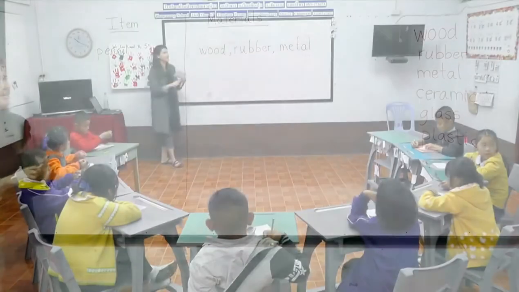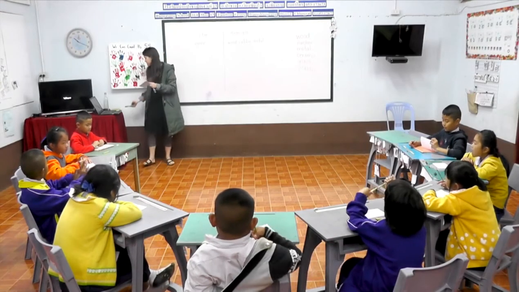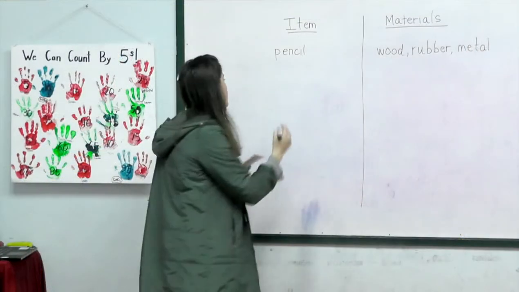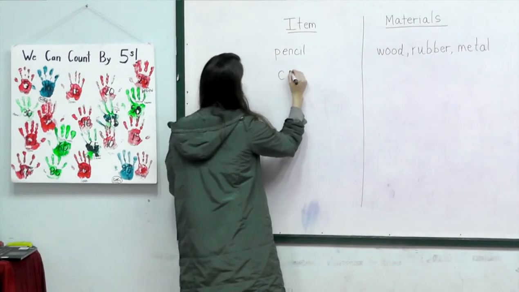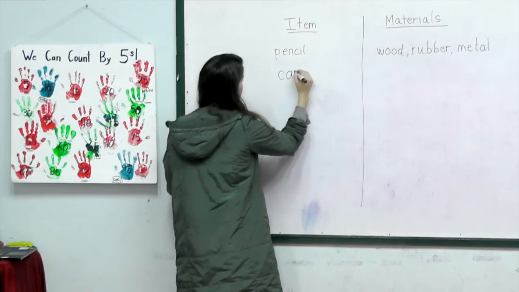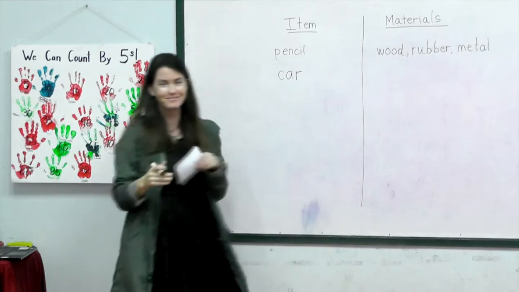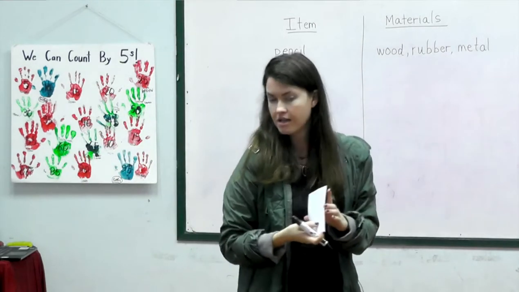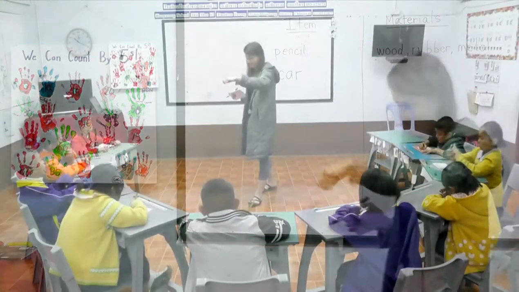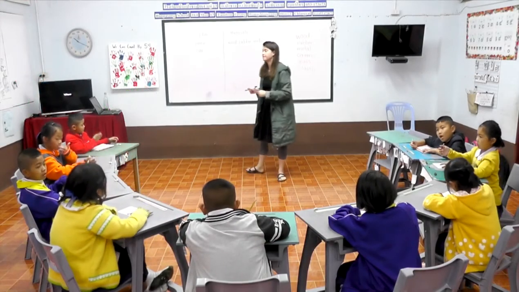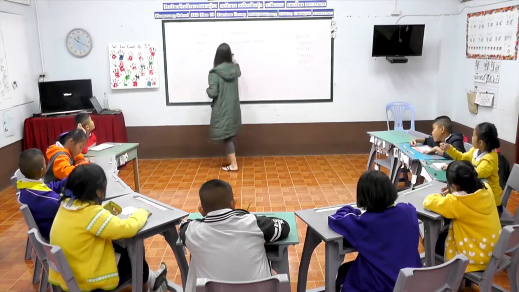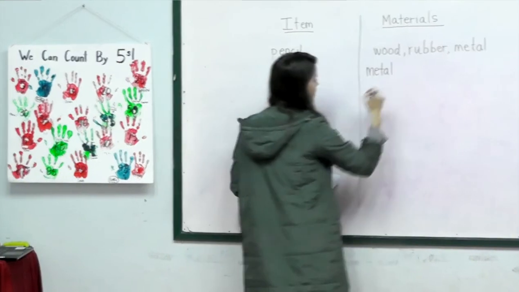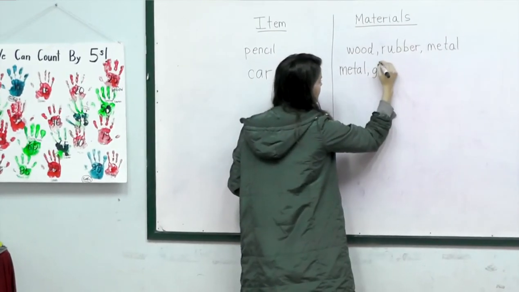So our first thing is a pencil. Car. You want to do a car? Yeah. Okay, car. C. A. R. Car. That's cool. What's some of the materials on a car? Metal. Metal is on a car, so you can write metal. Glass. So write small, my friends, because a car has a lot of things that it's made of.